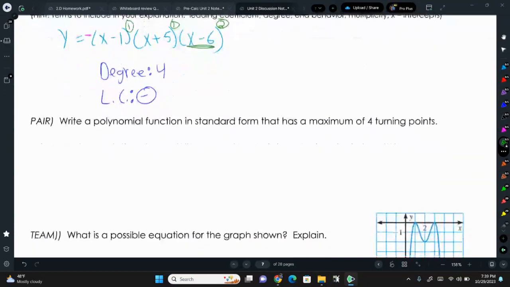All right, now write a polynomial function in standard form that has a maximum of 4 turning points. Okay, so we need a 5th degree function because a 5th degree function could have a maximum of 5 minus 1, which is 4 turning points. So I'm going to write 3x to the 5th plus 5x squared minus 2x plus 1. Just making things up, but as long as my largest exponent is 5, then I can't have more than 4 turning points.